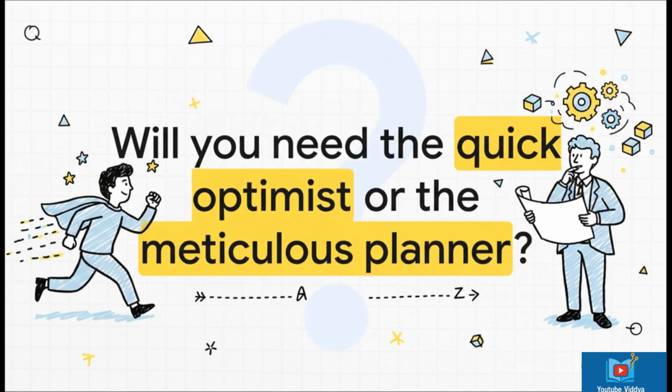And that leaves us with one final question for you. The next time you're staring down a complex optimization challenge, just pause for a second and analyze its structure. Are you going to need the quick, intuitive leap of the greedy optimist, or are you going to need the exhaustive, guaranteed precision of the dynamic programming planner? Knowing which tool to pull out of your toolbox, that's what separates good programmers from great ones.